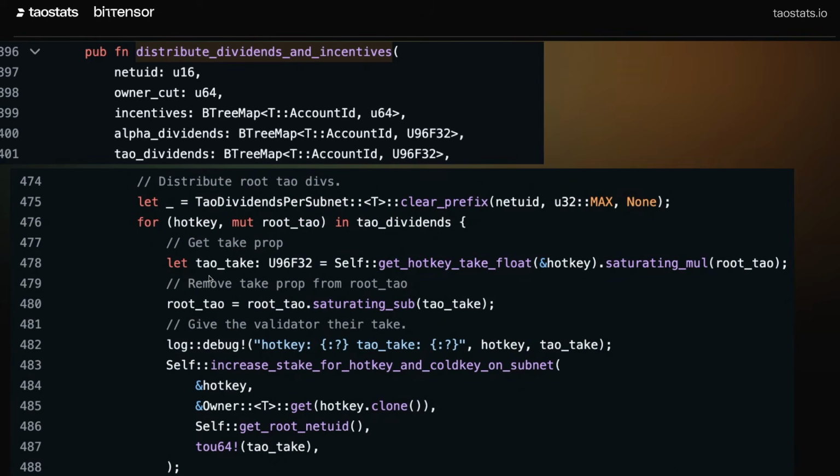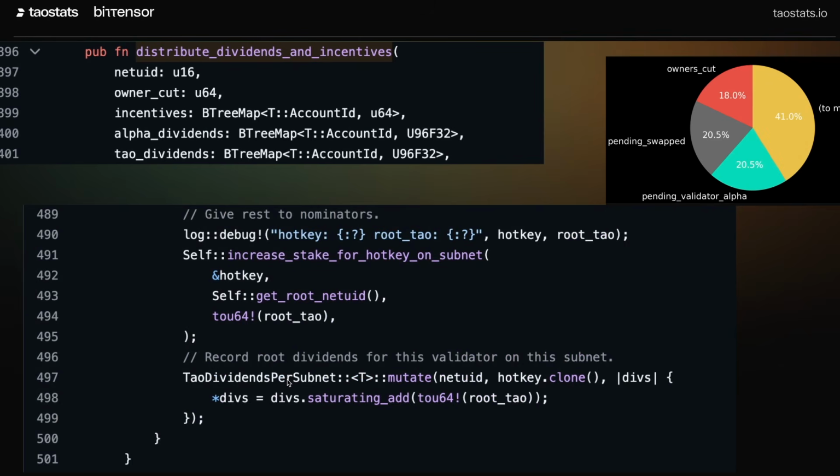We do the same thing on root. We have to find the take. The root tau is the root tau minus whatever the take is. We give that take to the validator on root. So the validator actually gets this in tau. And then the rest is given out and distributed to all of the nominators on the subnet.